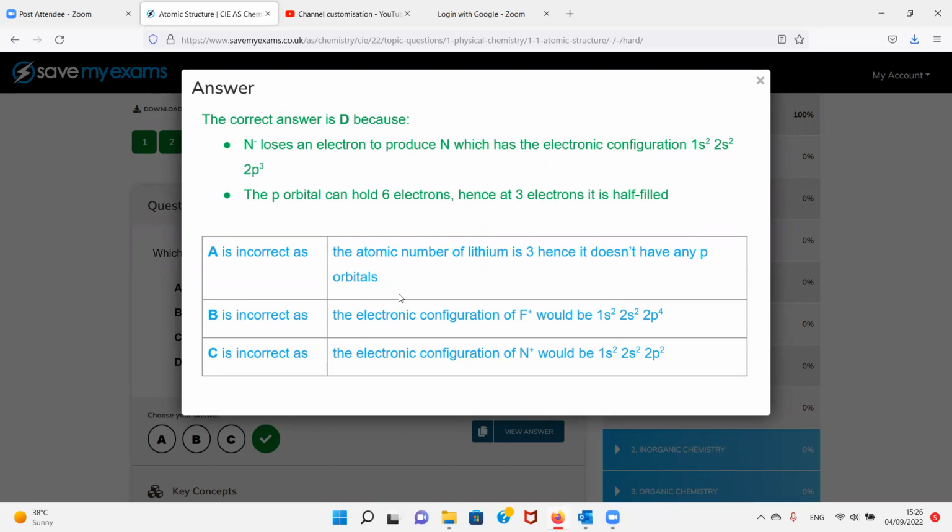Okay, in case of lithium, it doesn't have a p orbital to start with. In case of the fluorine and the N+, it will lose an electron, and therefore it will not be filled. It will have unpaired electrons, but it will not be a filled or half-filled p orbital, and in this case also it will be the same thing.